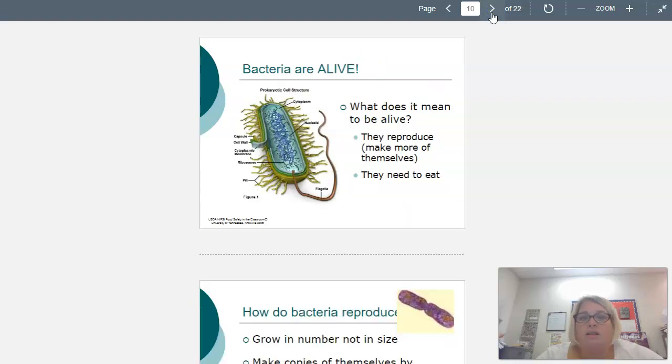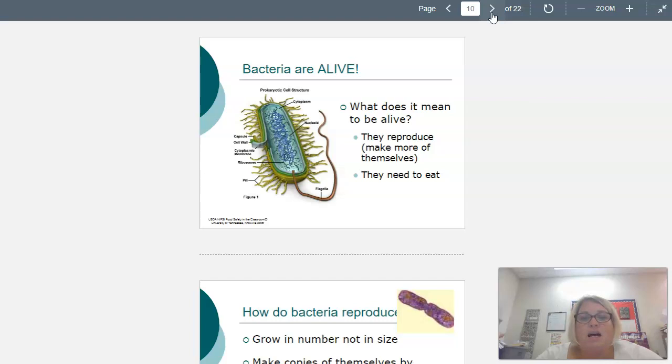A great thing to look at is how bacteria are alive. This is how they differ from viruses. Your bacteria can reproduce on its own. It's going to make more of itself. And bacteria need to eat where viruses do not. Viruses cannot reproduce without the help of another cell.